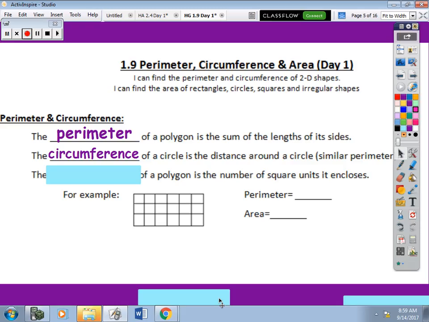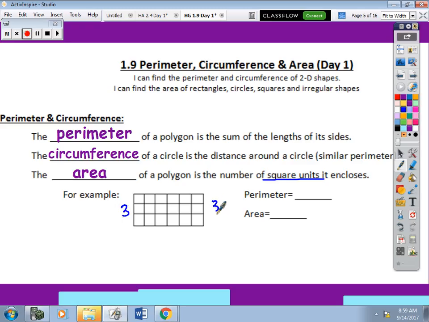And then last vocabulary is the area of a polygon, which is the number of square units that fit inside of it. So this one asks us to find the perimeter and the area of this rectangle. So you can see that this has 3 units along this side and 3 units here. 6 units and 6 units.